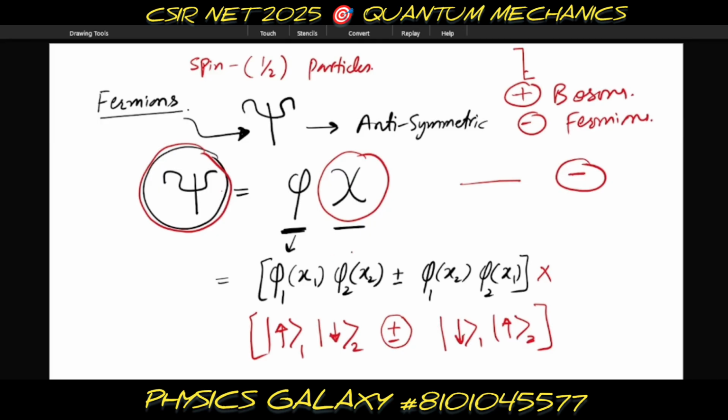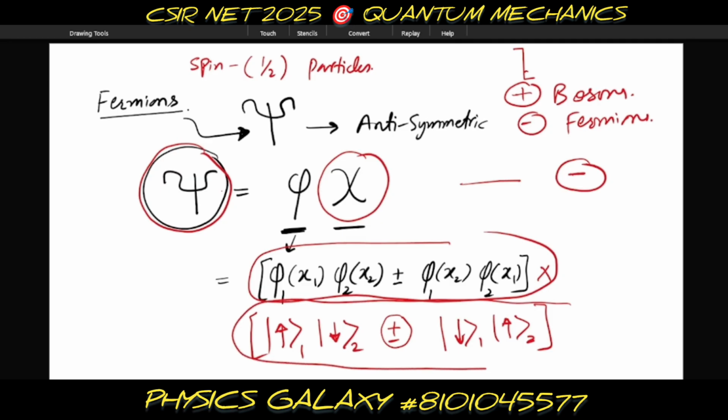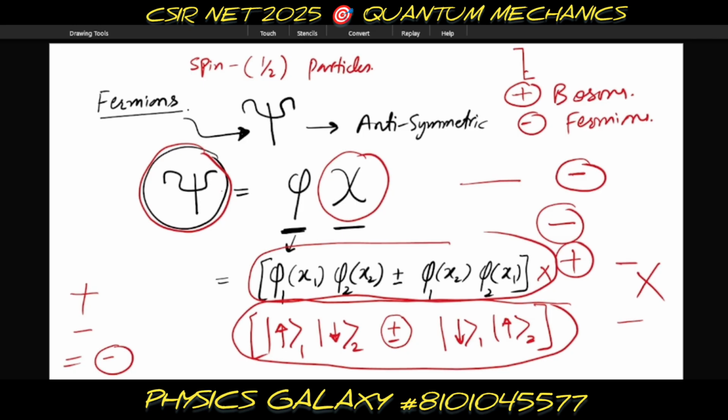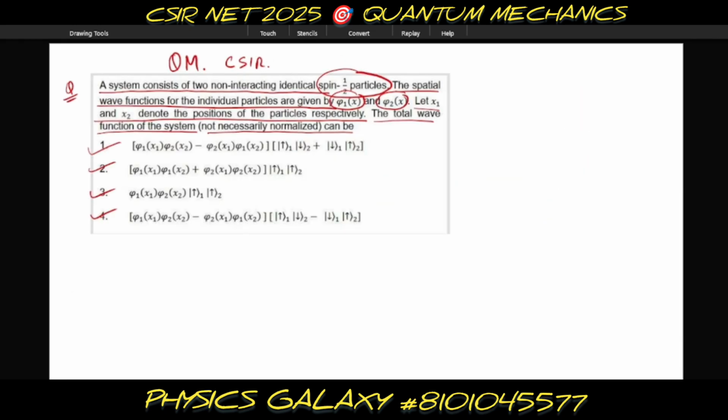So now we will see what can happen. If this one is plus, then this has to be minus, so that overall plus times minus will give us minus. If both are minus, that is not possible. If the spatial part is minus but the spinor part is plus, that is also possible. So let's check the options directly.